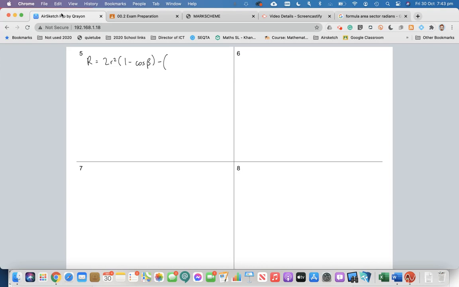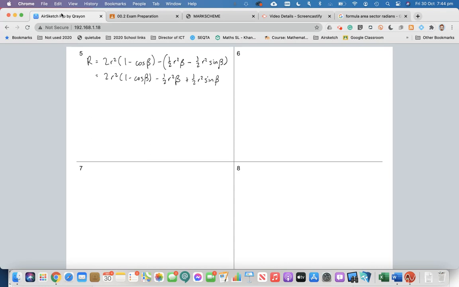Okay, so half R squared beta minus a half R squared sine beta. And again, because I've got subtractions there, I'm keeping that minus to make sure that I don't stuff up. So that gives me 2R squared, 1 minus cos beta, minus a half R squared beta, plus a half R squared sine beta.